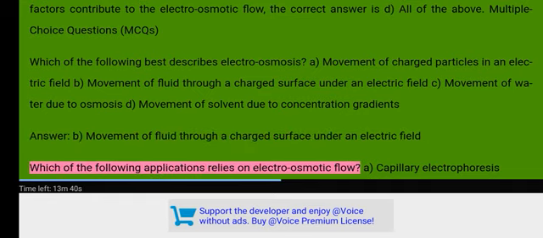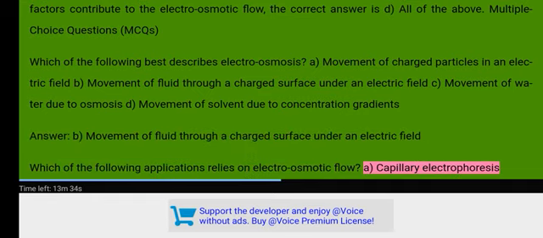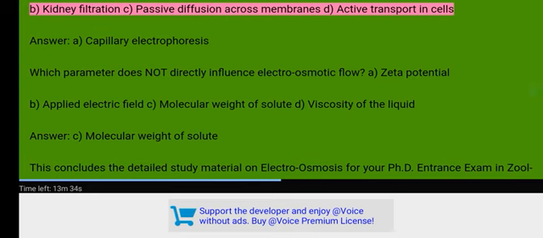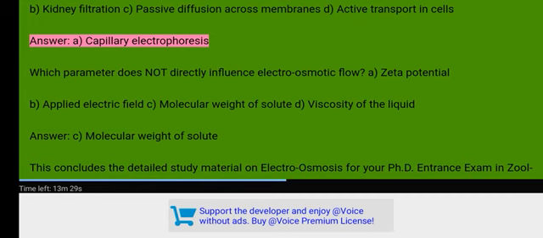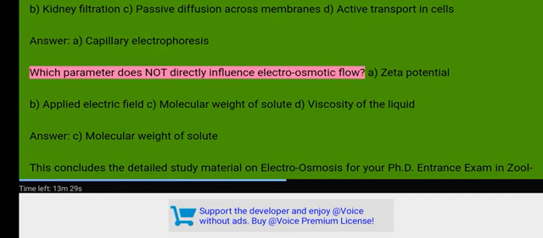Which of the following applications relies on electroosmotic flow? A. Capillary electrophoresis. B. Kidney filtration. C. Passive diffusion across membranes. D. Active transport in cells. Answer, A. Capillary electrophoresis.